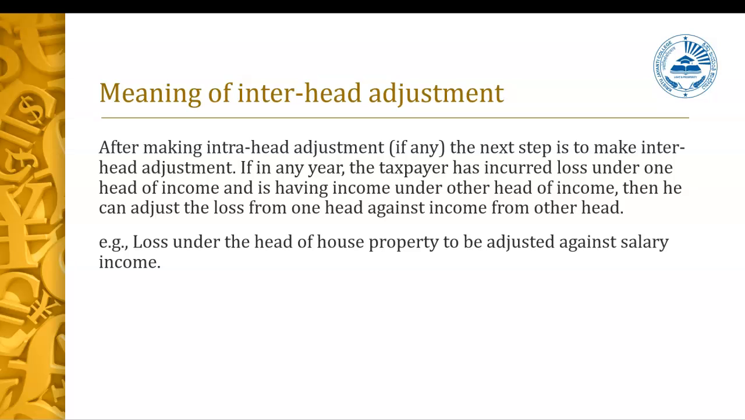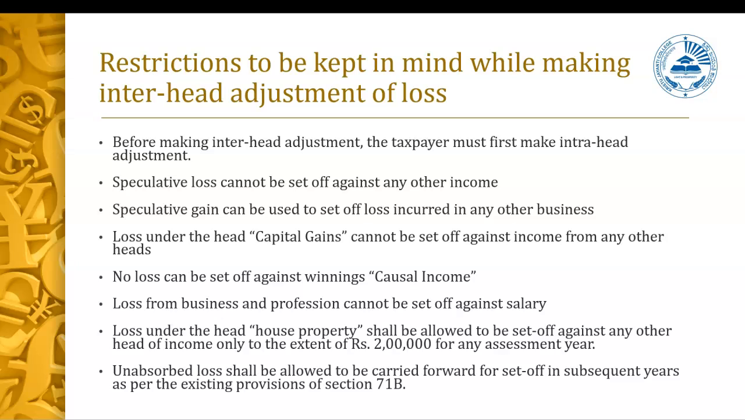Now, when there is a loss in house property and he has adjusted it with income from house property, but there is still a leftover loss, that loss can be adjusted with the salary income, if he has any. That is called inter-head adjustment of losses. Again, there are restrictions, like intra-head. Before making any inter-head adjustment, the taxpayer must first make intra-head adjustment, as we just discussed. So before moving on to adjusting with another source of income, the first step is to find out whether it is possible to adjust the loss under the same head. If not, inter-head adjustment can be moved on to.